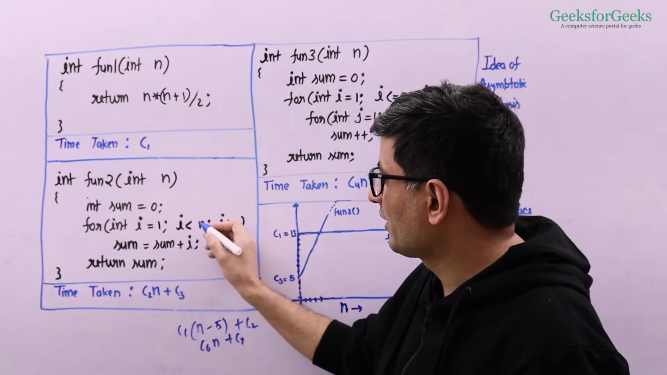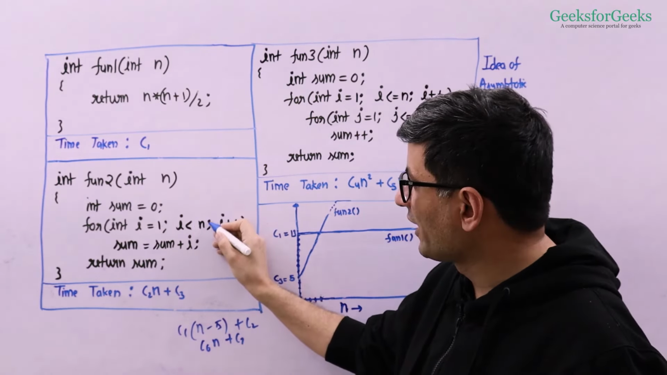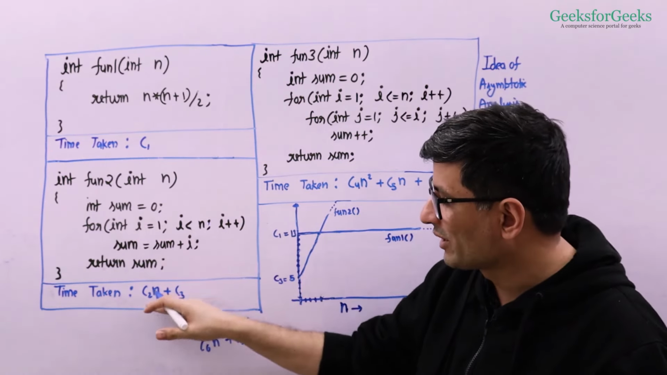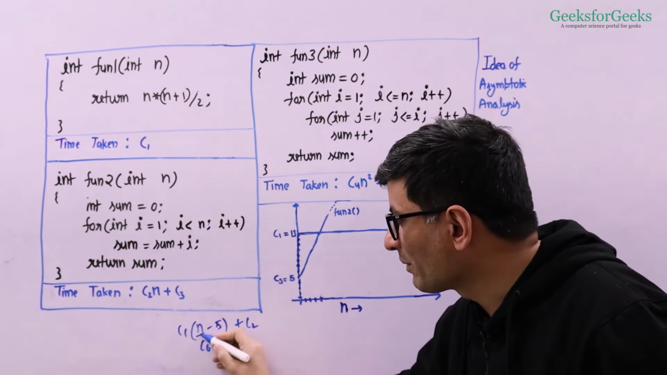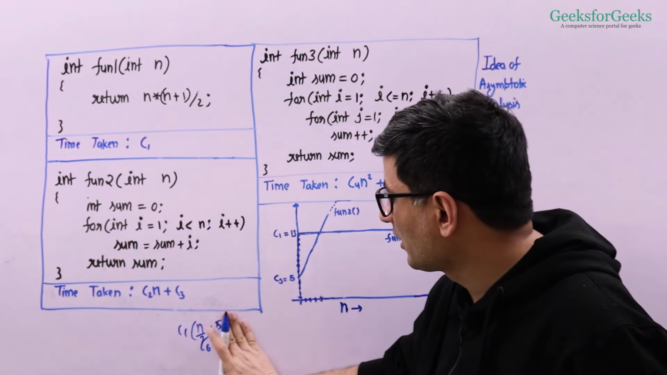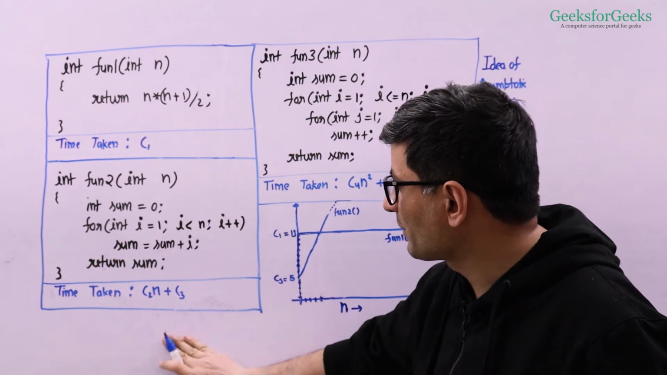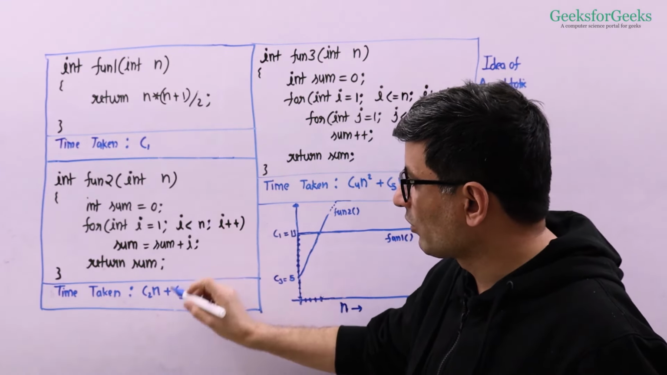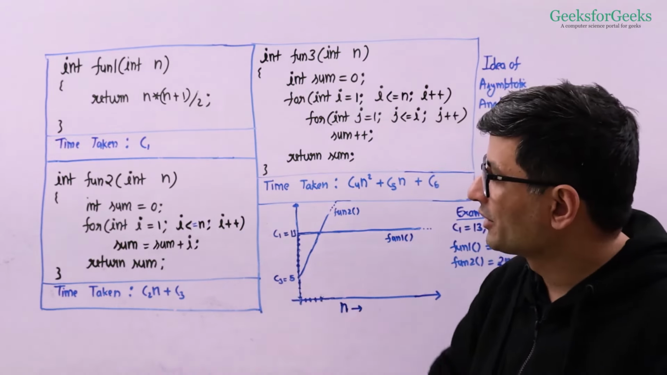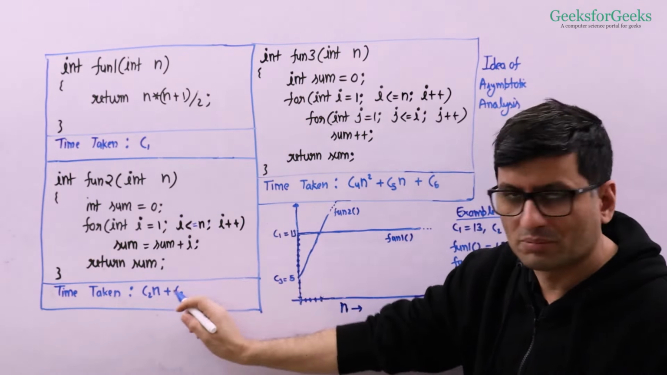So even if you have a less than sign or you have n by 2, n by 3, it can all be written as C2n plus C3. If you have n by 2 or n by 3, then your C6 becomes C1 by 2, right? So as long as you have an expression in terms of n here, you can always use C2n plus C3 for such loops, right? So this function is going to take this much time.